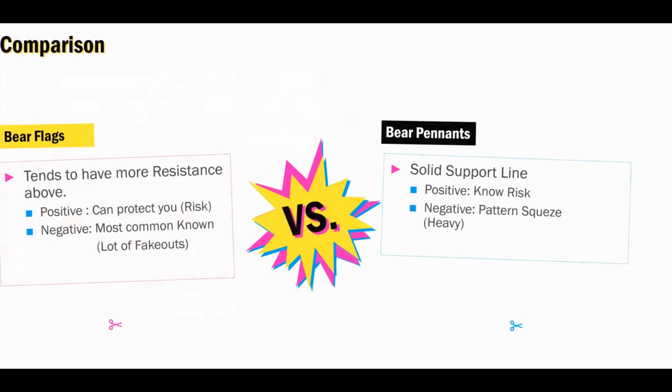When we talk about bear pennants, they have a solid support line. This is what we've got to take advantage of on bear pennants. The positive is that you know the risk. You know that it should break down at the support line and give you that next move towards the next support. The negative is that since you have a downward trending line and a solid support that everyone can plainly see, when the pattern squeezes, it usually has a tendency to be higher and heavier than in a bear flag.